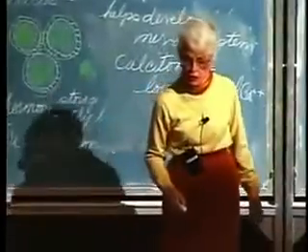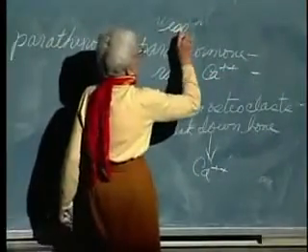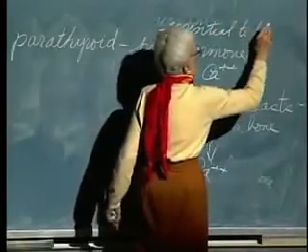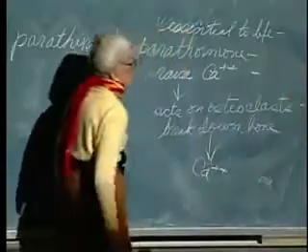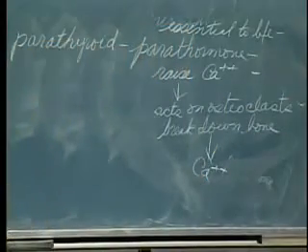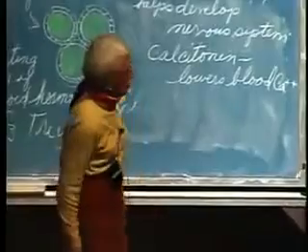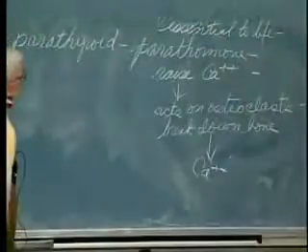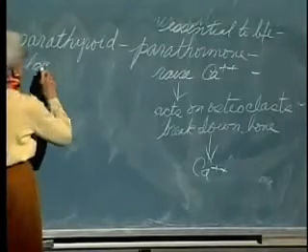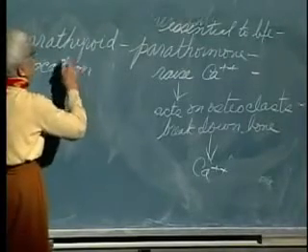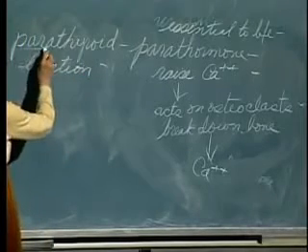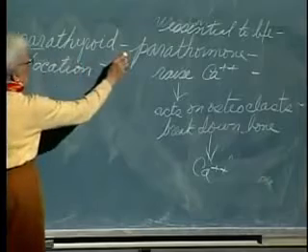Parathormone is essential to life. You can get severe neuromuscular problems without the parathormone. What's the location of your parathyroid glands? Well, para means near thyroid.